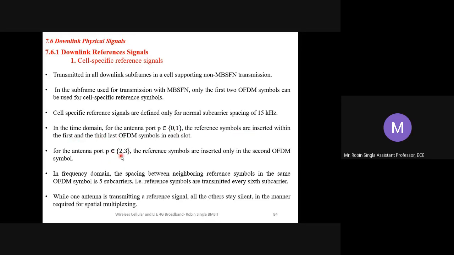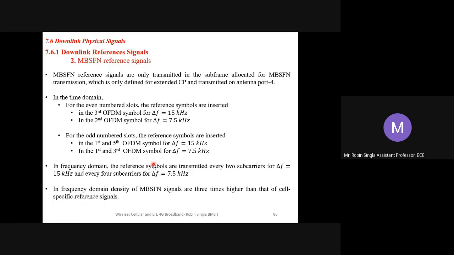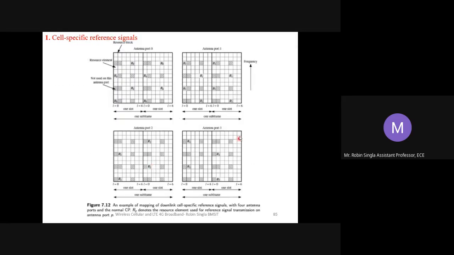For antenna ports 2 and 3, reference symbols are inserted only in the second OFDM symbol. You see in antenna port 2, where are the reference symbols inserted? In the second OFDM symbol. And similarly for antenna port 3, these are also inserted only in the second OFDM symbol.